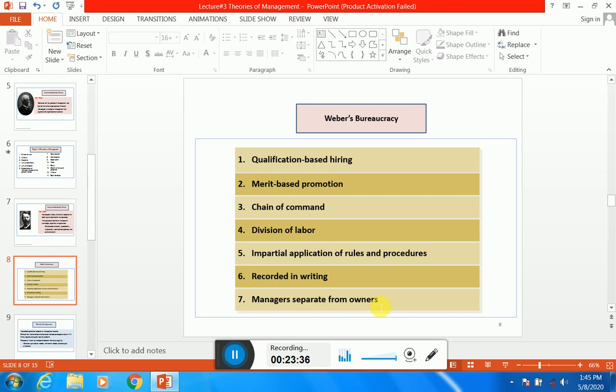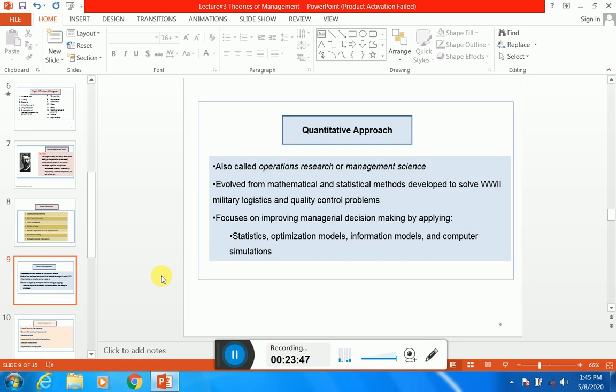So that was the concept of Weber's bureaucracy theory. Hope, inshallah, a bit of an idea will be clear. Then we have two types of theory. One was known as the quantitative approach and the second was known as the qualitative approach.